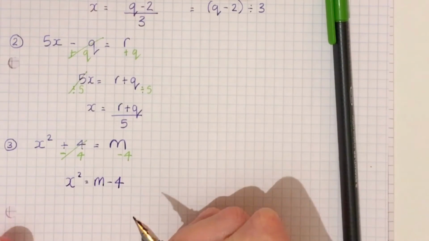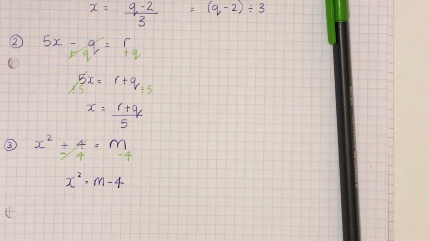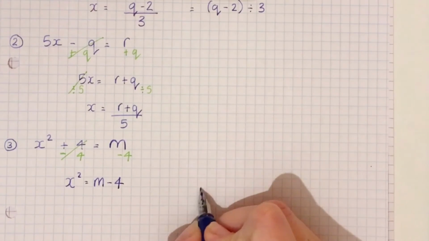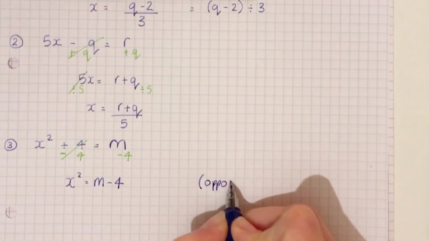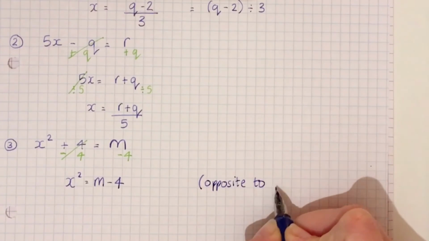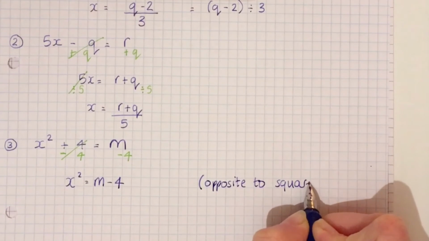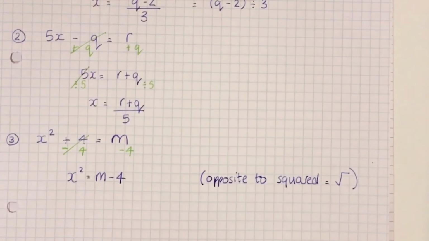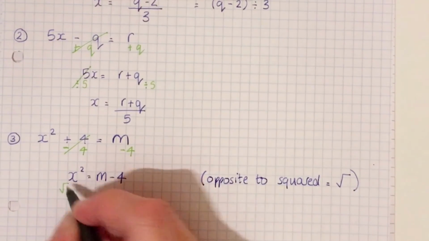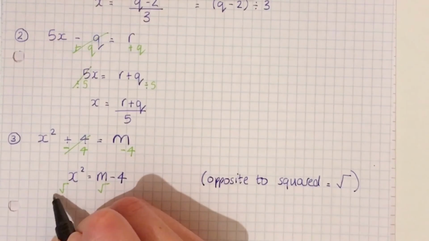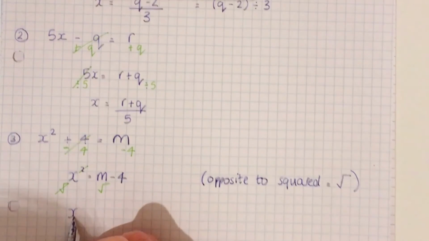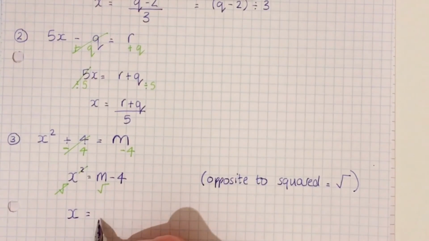Now, how do we get rid of a squared? What's the opposite to squared? I'm hoping that you're all saying square root. So I'm going to write it here: opposite to squared equals square root. So I'm going to square root this side, and I have to square root that side. What that does is it gets rid of that, so they cancel each other out. So x equals the square root of all of this, and that's what's important.